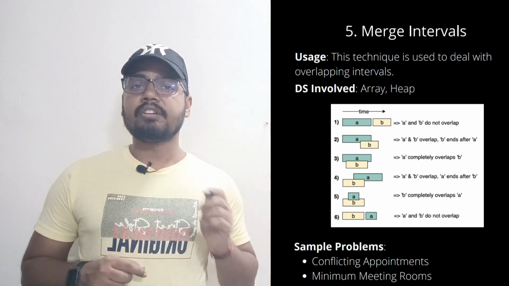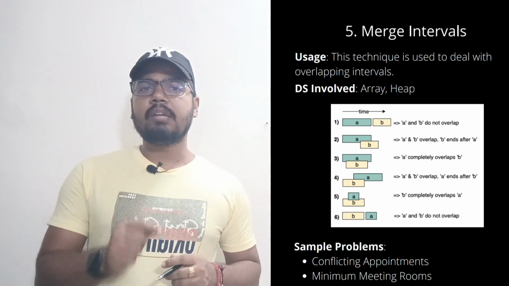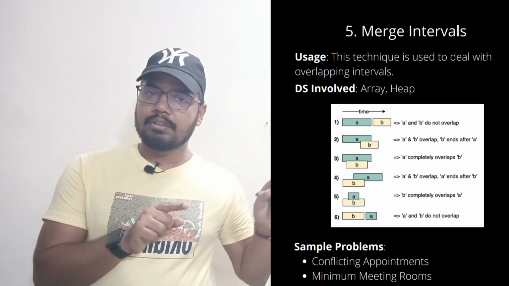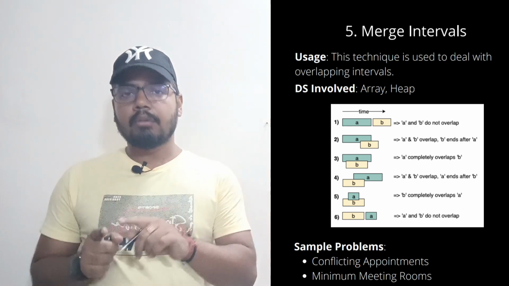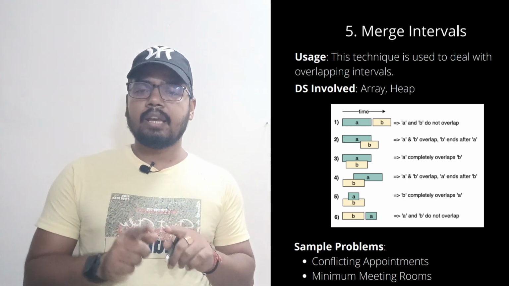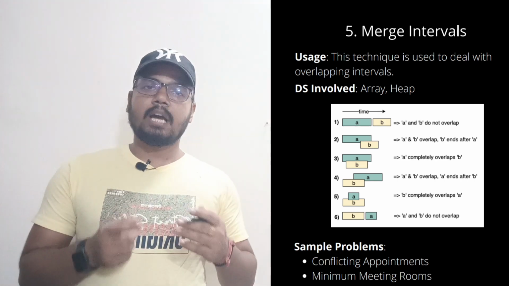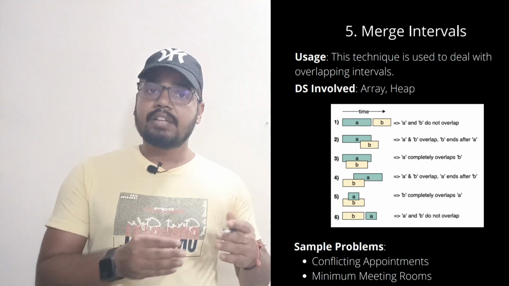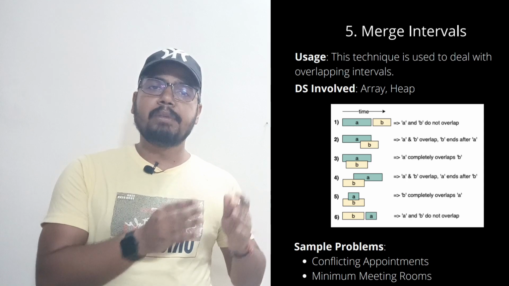The next pattern is merge intervals. This pattern is used to deal with overlapping intervals. The data structures involved for merge intervals are array and heap. Simple examples for merge intervals are conflicting appointments and finding the minimum meeting rooms.